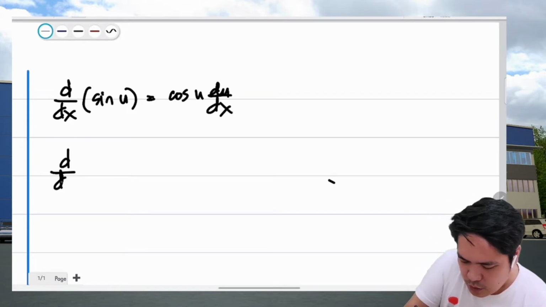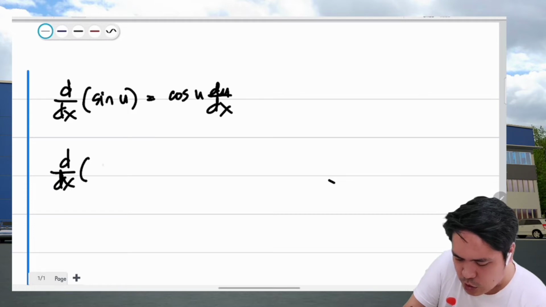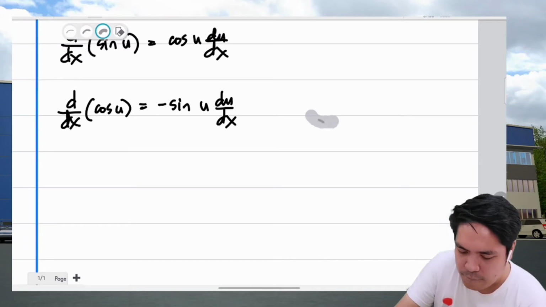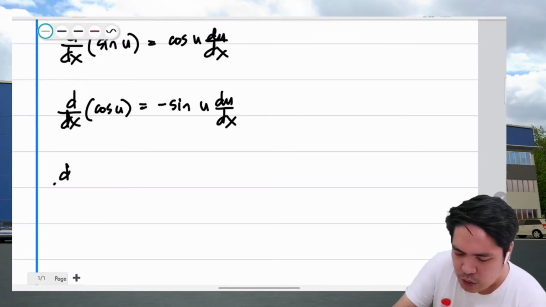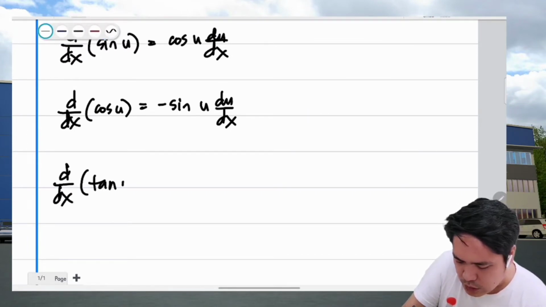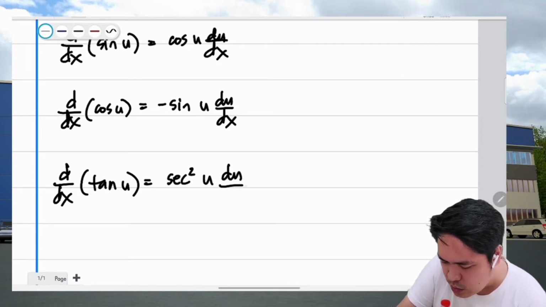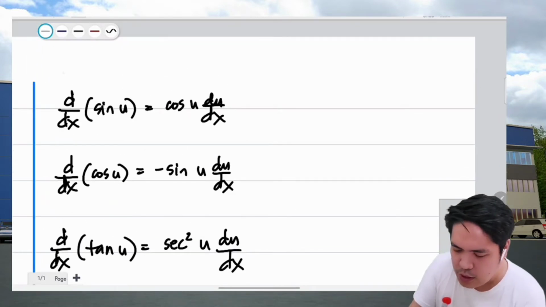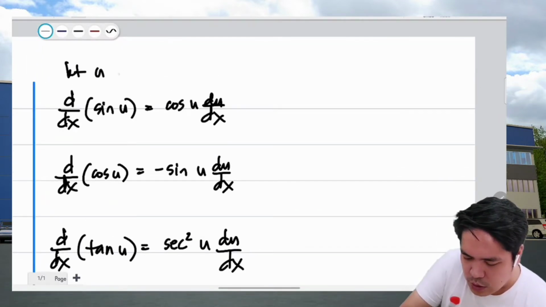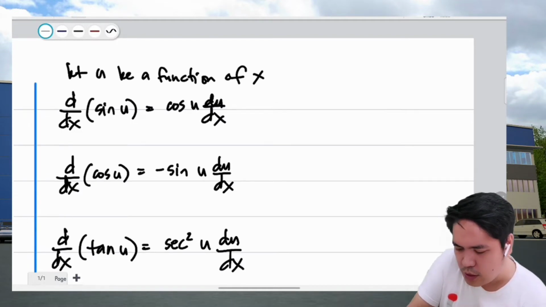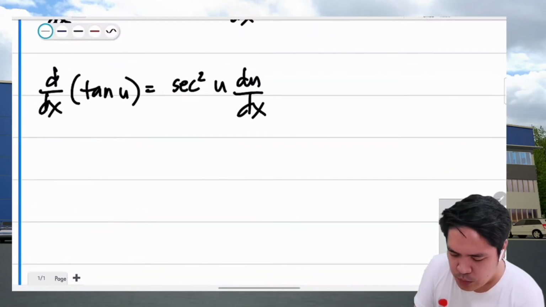Then, for the cosine, this is for your assignment, you just derive this. For cosine u, that is just equal to negative sine u du over dx. So, memorize lang natin to. Then, if we have tangent u, the derivative of this is just secant squared u du over dx. Again, let u be a function of x. Okay? Then what else?